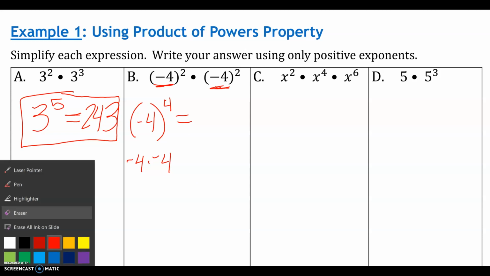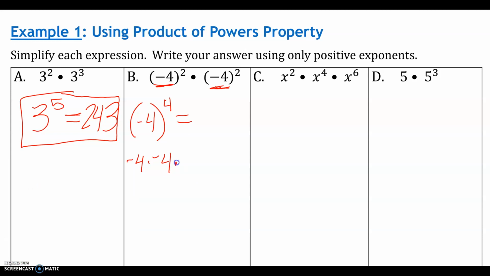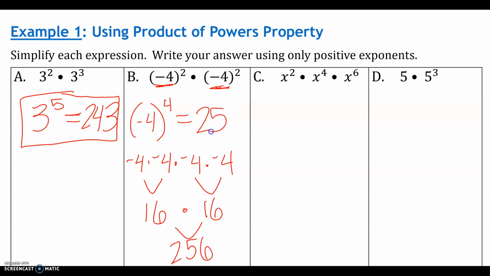And that's why these parentheses are very, very important. Okay, so if you do a negative times a negative, and -4 times -4, you're going to get a positive 16. We'll do another -4 times a -4, which is another positive 16. And if you do 16 times 16, you will get 256.